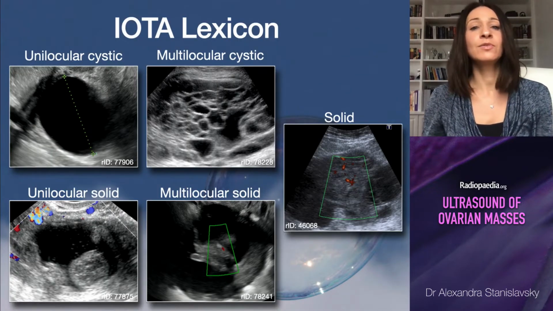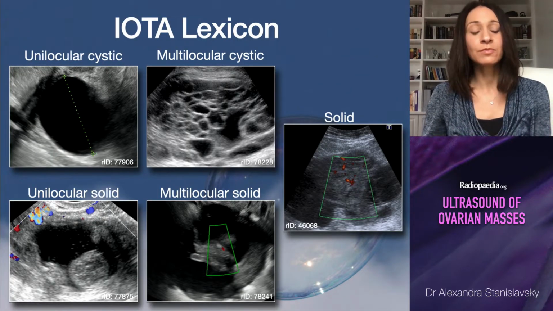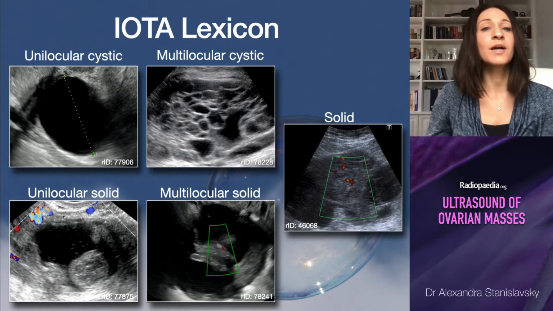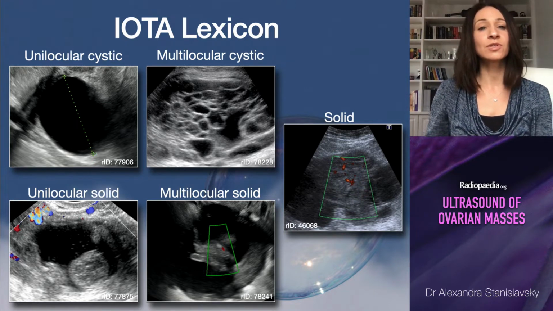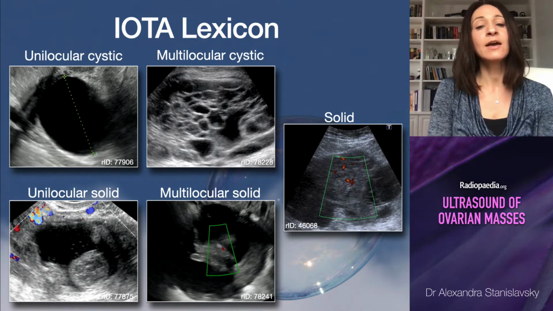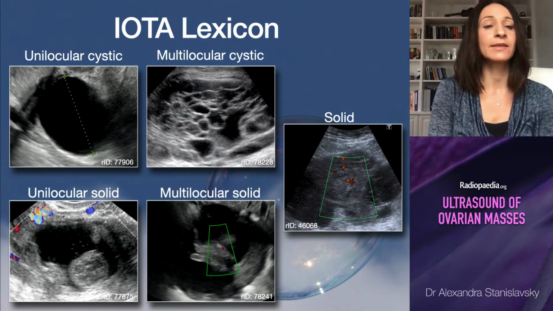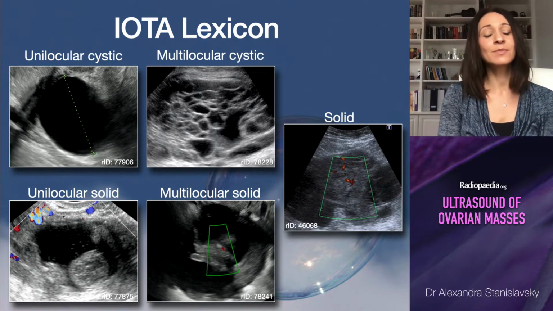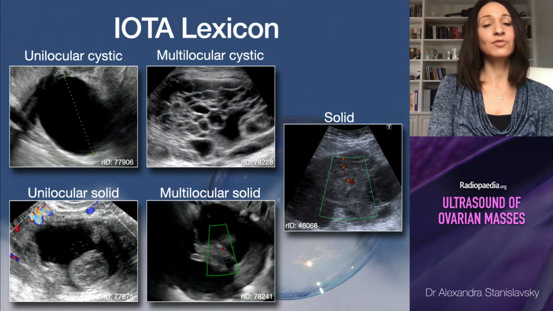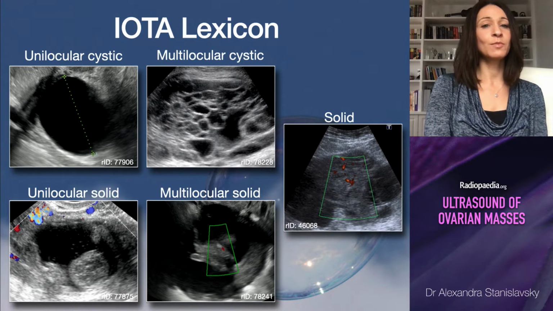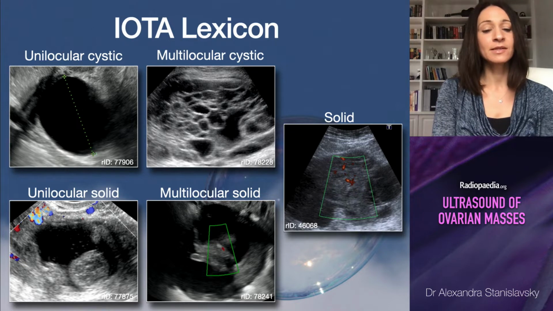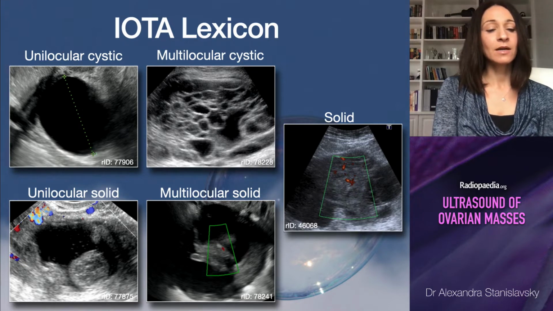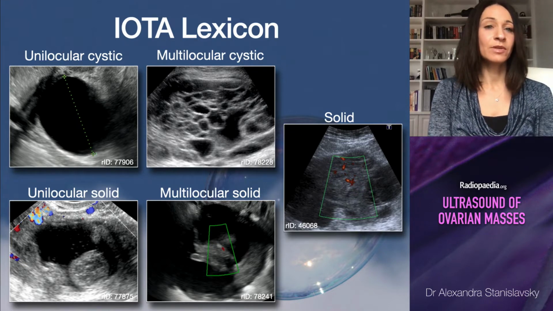So prior to releasing the IOTA simple rules, the IOTA group had come up with a set of terms and definitions which comprise the IOTA lexicon, and I'm just going to spend a little bit of time highlighting a few key points out of that lexicon. In particular, this is probably the slide that addresses my gripe with the term complex cyst. So rather than saying that it's a complex cyst, one of these terms can really be applied.